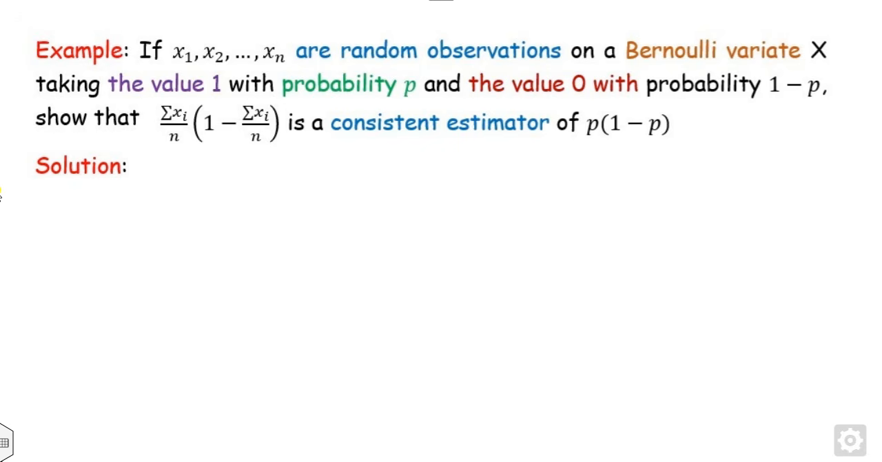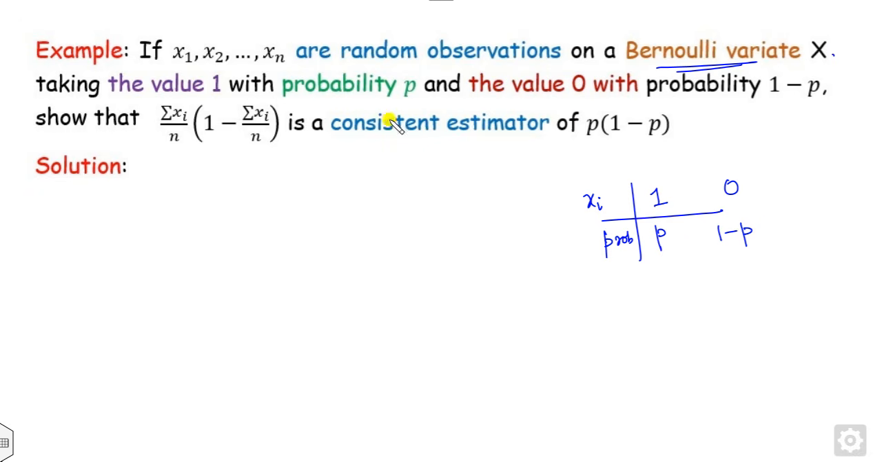Look at one more example. If xi is a random sample observation of the Bernoulli variable x, which takes the value 1 with probability p and takes the value 0 with probability 1 minus p.